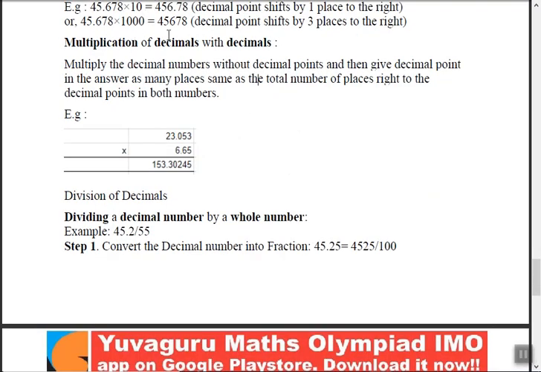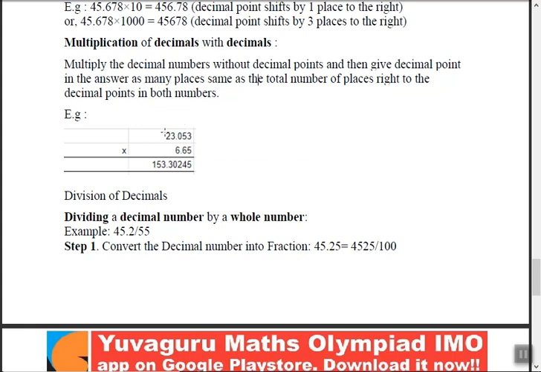Multiplication of decimals with decimals. So multiplication of decimal numbers without decimal points and then give decimal point. Means what? Simple, as we have done it earlier. 23.053 into 6.65. What you do is multiply 23,053 into 665. Find the answer.